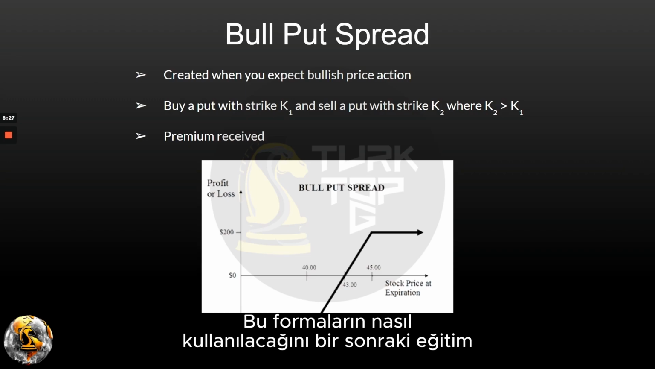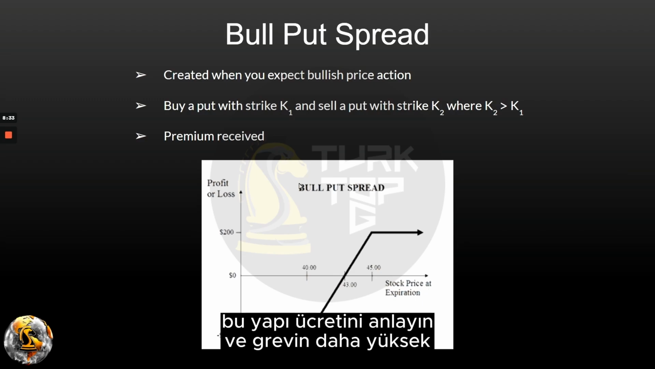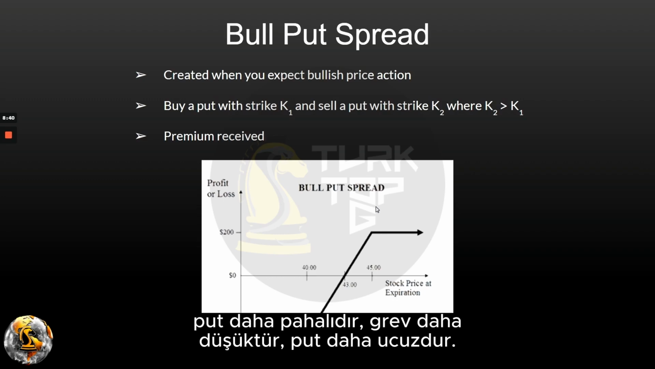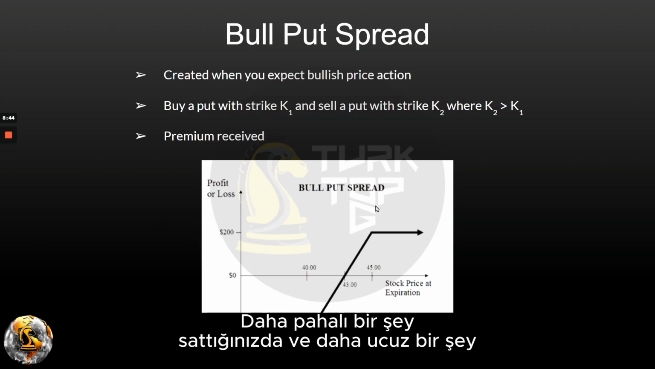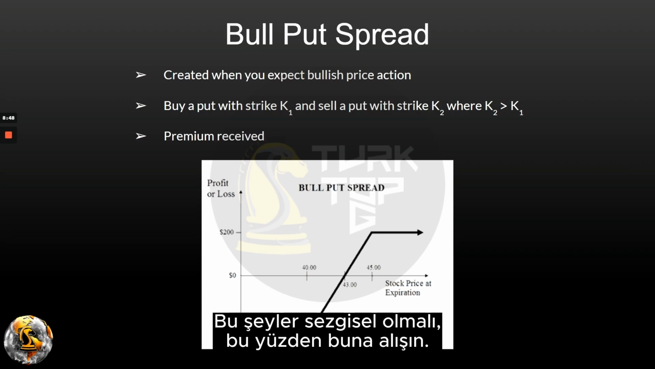How to use these spreads, we will discuss in the next tutorial video. But try and intuitively understand this payoff structure and just simply get this idea. If the strike is higher, the put is more expensive. If the strike is lower, the put is cheaper. When you sell something that's more expensive and you buy something that's cheaper, you get net money. That's premium received. These things should be intuitive. So get used to that.